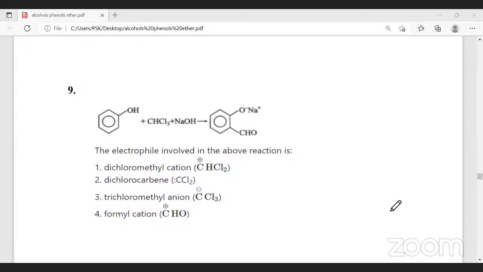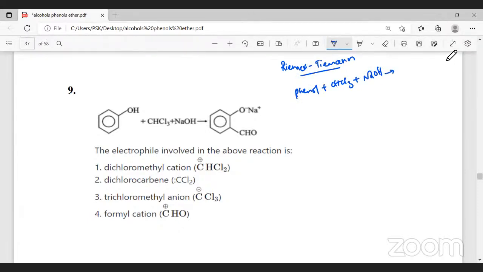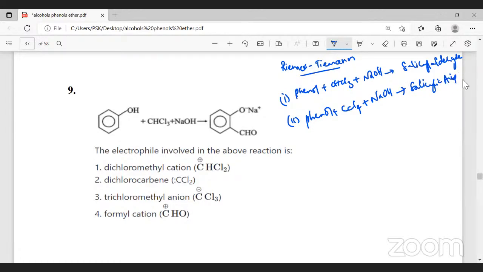All right. So we'll continue with some of the questions we were learning from last class. Now, this reaction: phenol, chloroform, and sodium hydroxide. Remember, it is a named reaction, the Reimer-Tiemann reaction. One is the reaction between phenol, chloroform, and sodium hydroxide, and the product we get is salicylaldehyde. The second reaction is phenol, carbon tetrachloride, CCl4, and NaOH, and the product we get is salicylic acid.